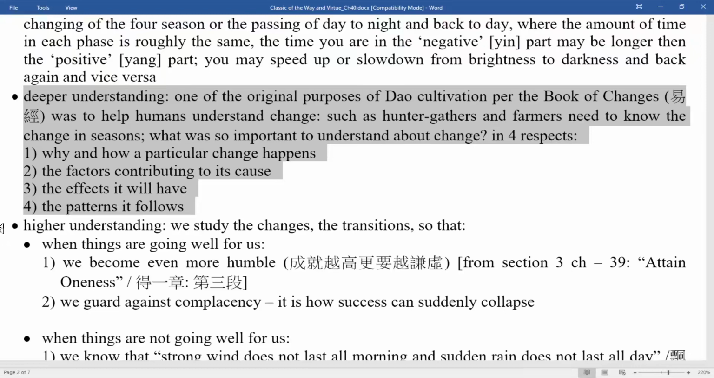Same thing with history. History repeats a similar pattern, but it's not identical. Same idea.